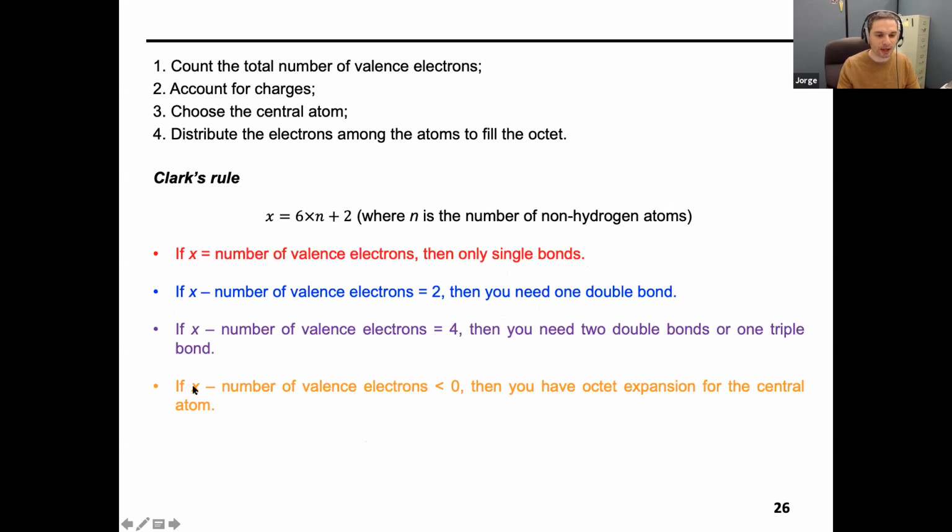And if X minus the number of valence electrons is a negative number, then that's a clue that you have octet expansion for the central atom. So now you can use the Clark's rule and figure out if there is expansion of the octet for the central atom.